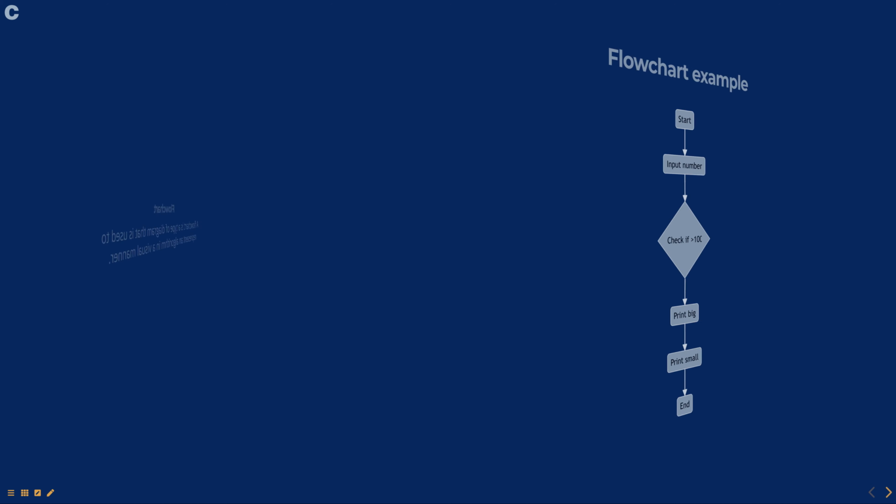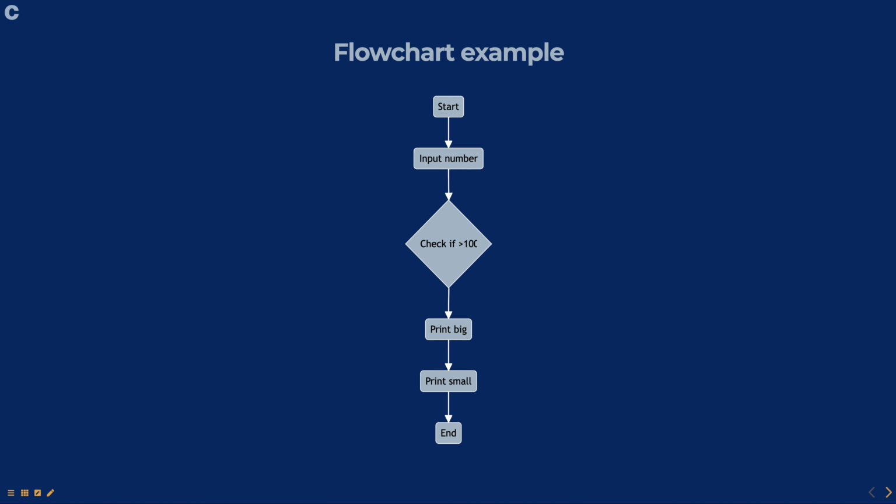Here is an example of an algorithm represented as a flowchart. This is an example of a flowchart that checks whether a number is greater than 100. The flowchart starts with a start block and then goes to an input number block, where the user inputs a number. The flowchart then goes to check if the number is greater than 100 block, where the algorithm checks if the number is greater than 100.